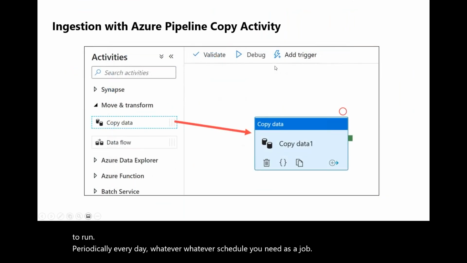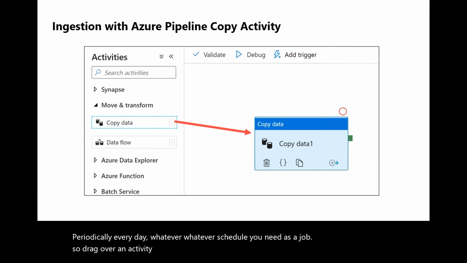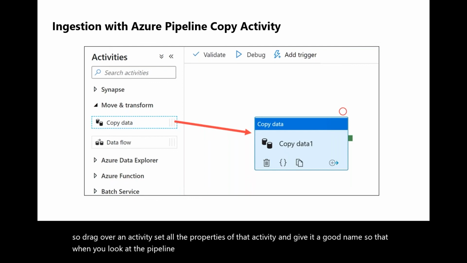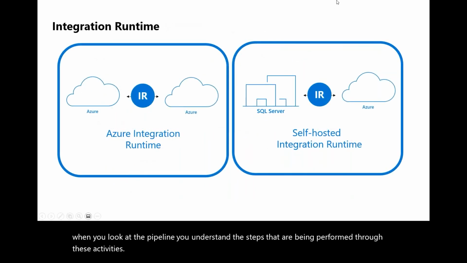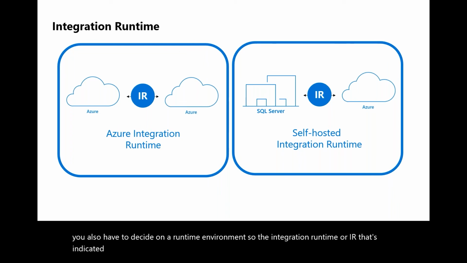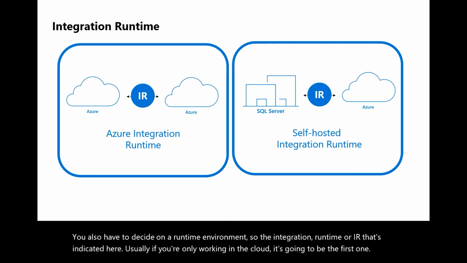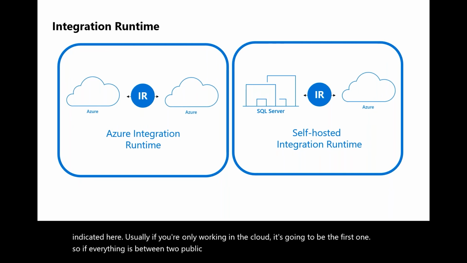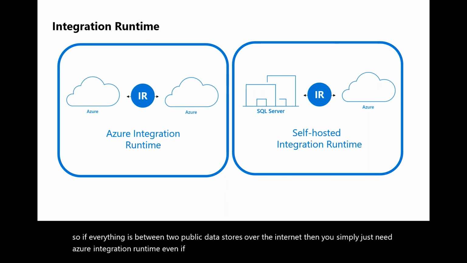So drag over an activity, set all the properties of that activity, and give it a good name so that when you look at the pipeline, you understand the steps that are being performed through these activities. You also have to decide on a runtime environment. So the integration runtime, or IR, that's indicated here, usually if you're only working in the cloud, is going to be the first one. So if everything is between two public data stores over the internet, then you simply need Azure Integration Runtime. Even if you're working with Amazon, it's still cloud to cloud.